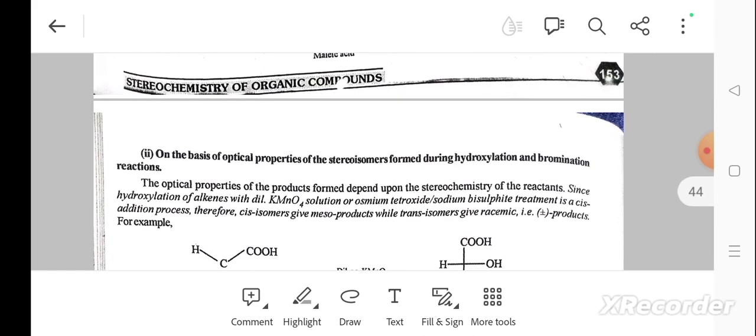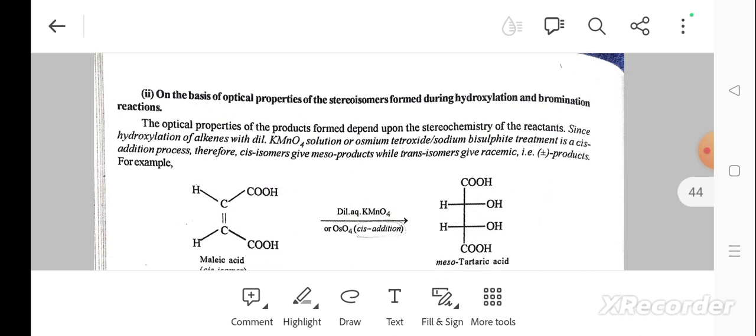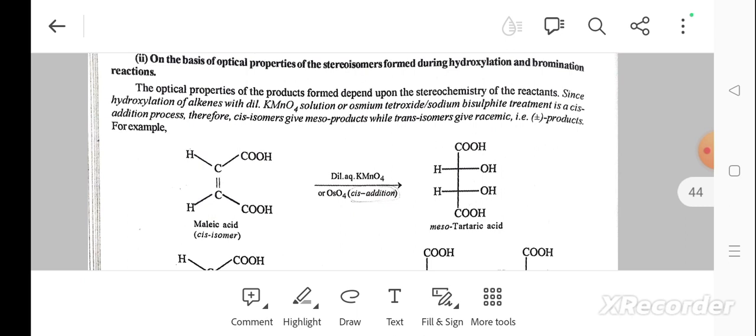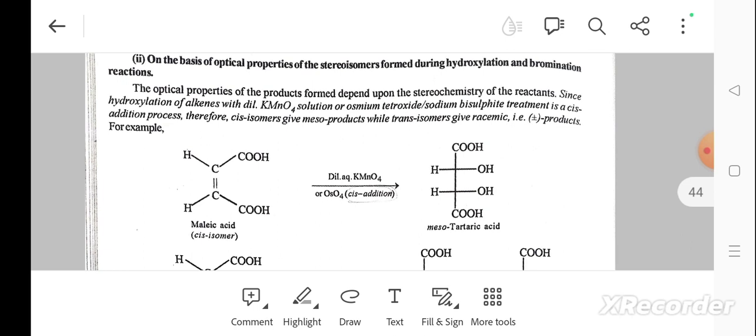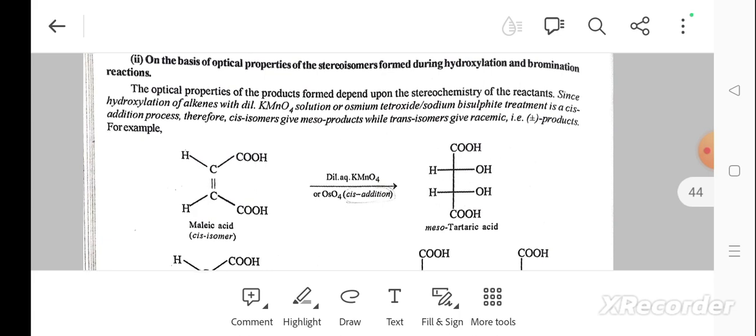On the basis of optical property, the stereoisomers formed during the hydroxylation and bromination reactions. The optical property of a product formed depends upon the stereochemistry of the reaction. Since the hydroxylation of alkene with dilute KMnO4 solution, or osmium tetroxide and sodium bisulfite treatment, is a cis addition process, the cis isomer gives the meso product while the trans gives the racemic product.